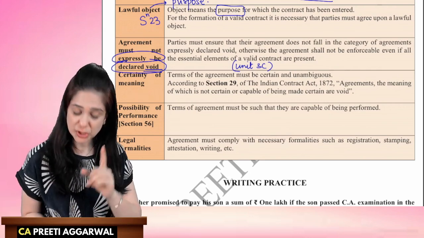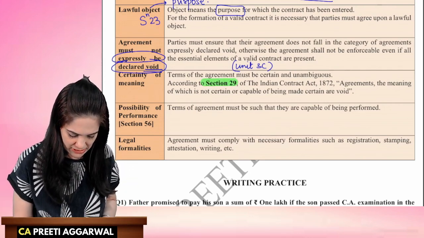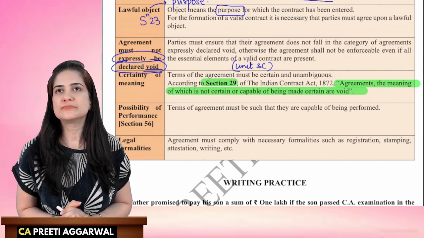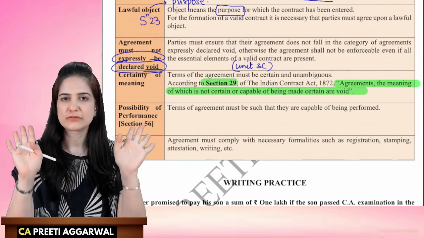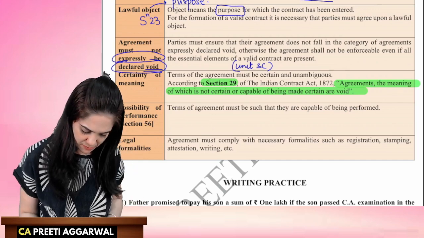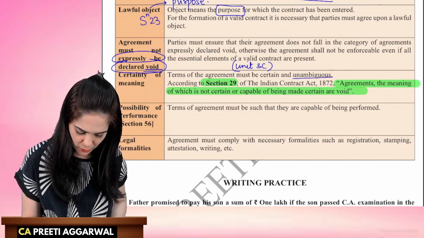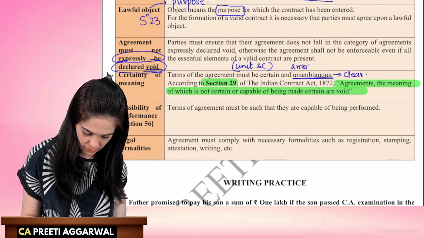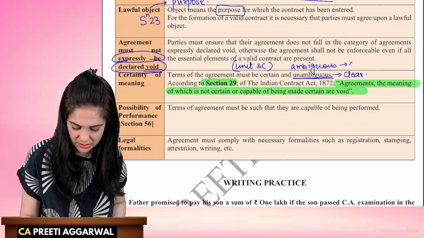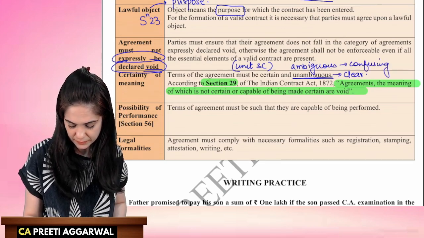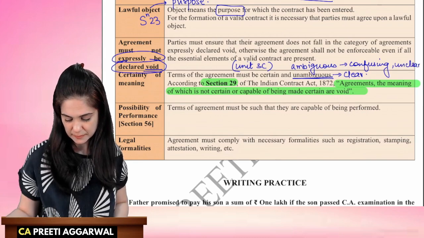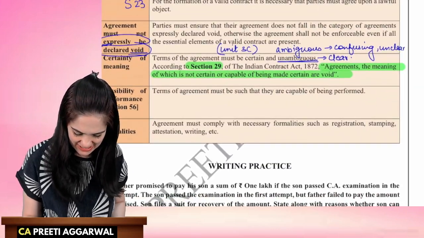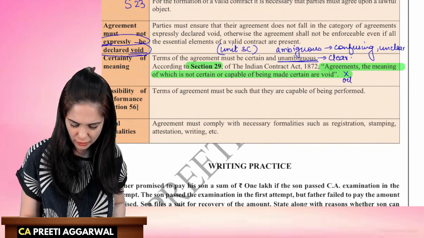Meaning must be certain. Section 29. According to section 29, the agreements of which meaning is not certain are void. See, terms, the words: one word, one meaning. Double meaning words are not allowed. The words must be certain and unambiguous. Unambiguous means clear. Ambiguous means confusing, unclear.